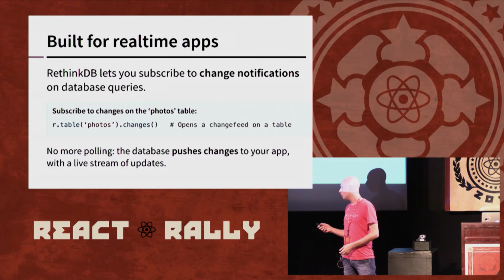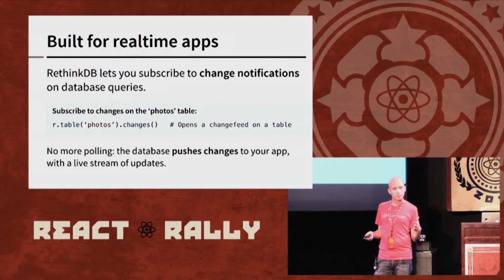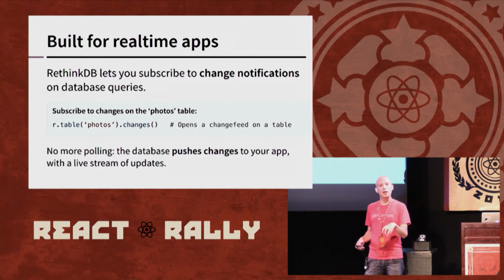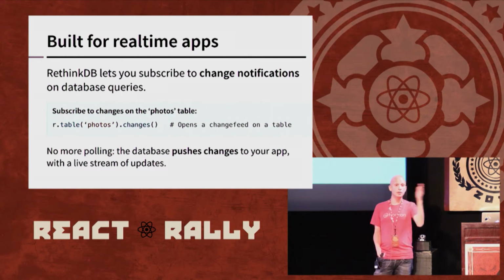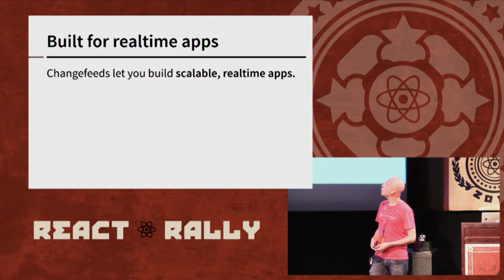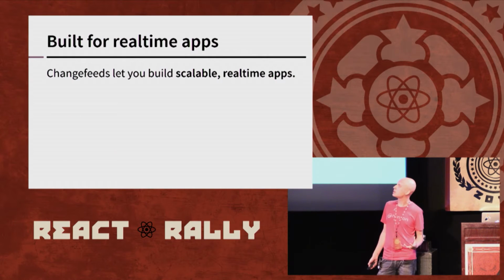RethinkDB can handle upwards of 10 to 50,000 change streams, these change feeds we call them, per node, and you can scale it linearly from there. There are people running like 25 node clusters of Rethink for millions of users a day. So these change feeds are like the fundamental utility that lets you build scalable real-time apps.